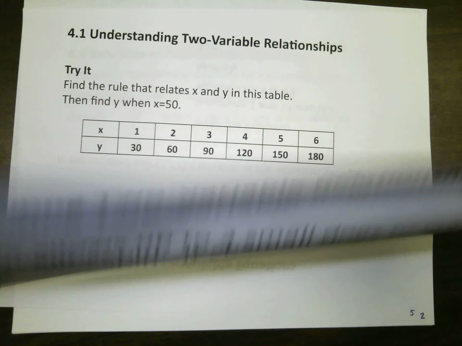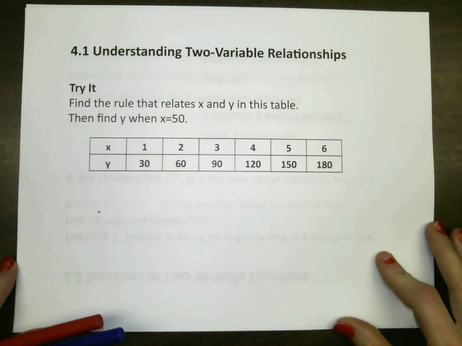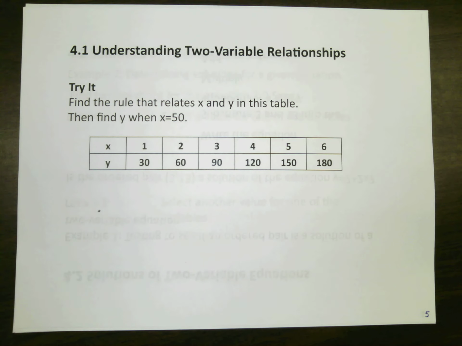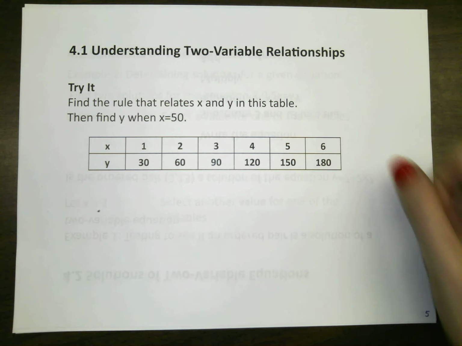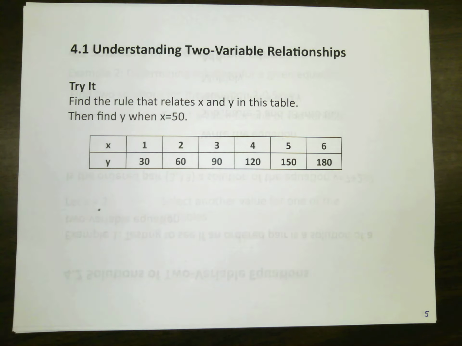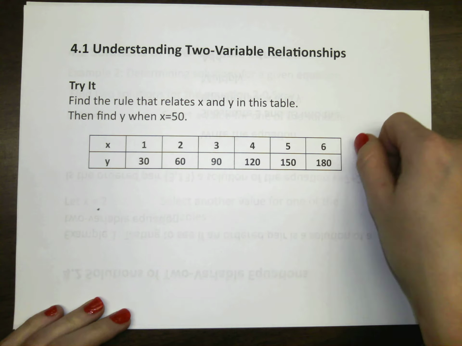All right, and the last one is a try it, so I want you to try this at home. Find the rule that relates X and Y in this table. Then find Y when X equals 50. Just like the previous problem, you have to find the rule that relates the X and the Y, and then solve for when X is 50. You're not going to make a table all the way up to 50. So what would it be when X equals 50?